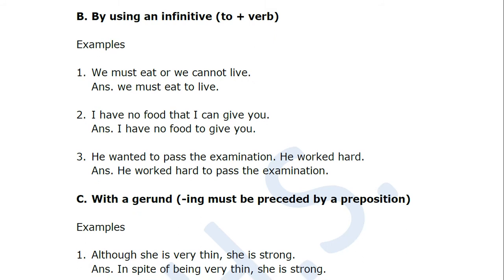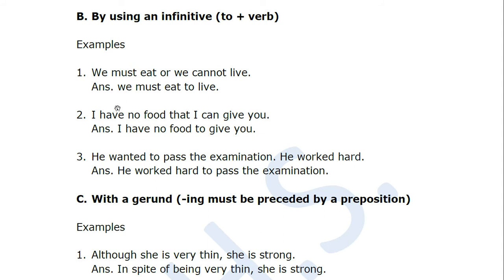Moving on to the next one. Second method is by adding to and the verb. Yes, now by adding to and the verb. Now, example. We must eat or we cannot live. So remember, what are your two verbs? Eat and live. So can you put to somewhere here? Yes. We must eat to live. So only eat remains because to becomes one with live. So it becomes an infinitive. Okay.